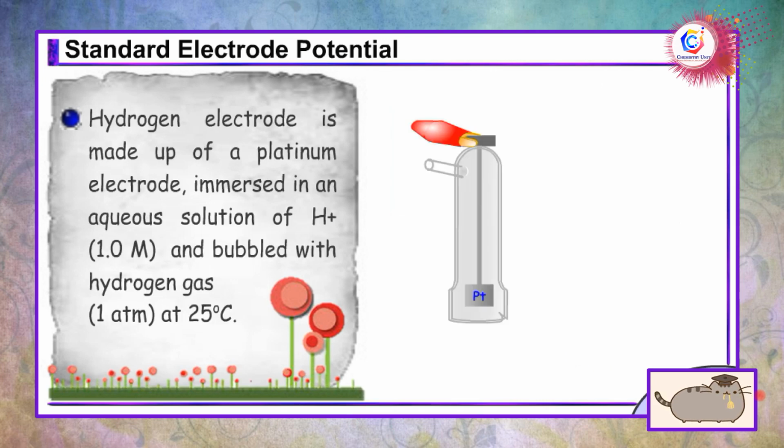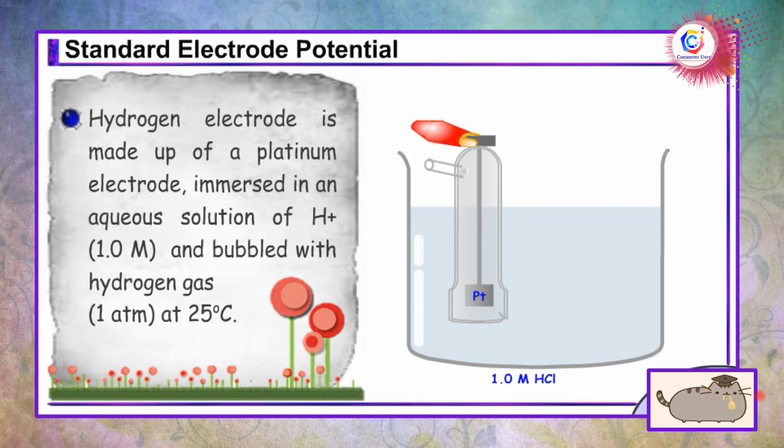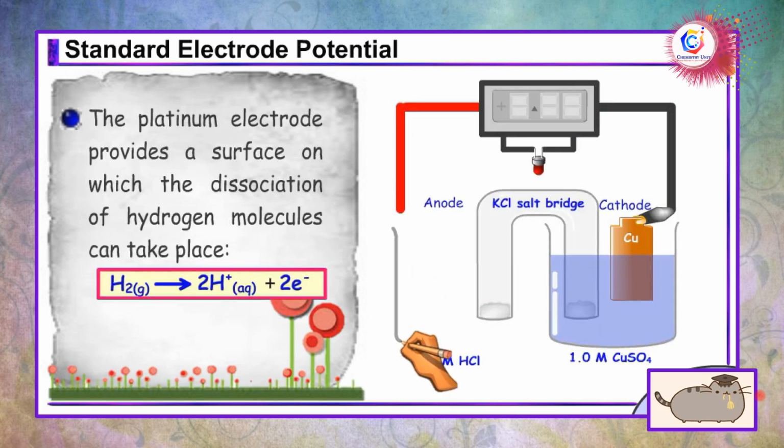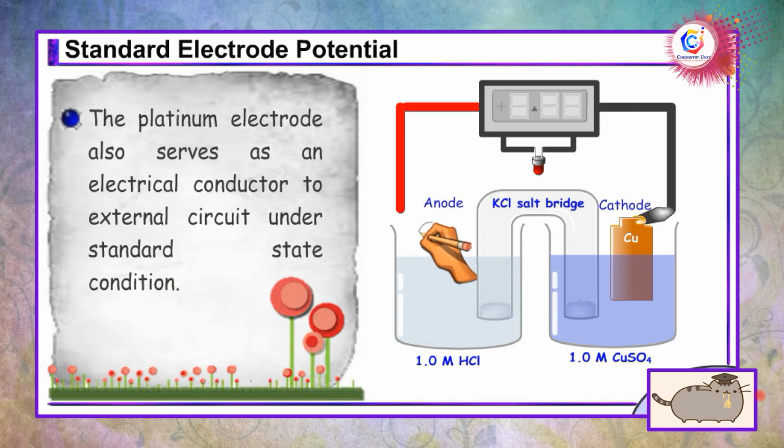The hydrogen electrode is made up of a platinum electrode immersed in an aqueous solution of H+ ion, 1.0 molar, and bubbled with hydrogen gas, 1 atm, at 25 degrees Celsius. The platinum electrode provides a surface on which the dissociation of hydrogen molecules can take place. The platinum electrode also serves as an electrical conductor to the external circuit under standard state condition.